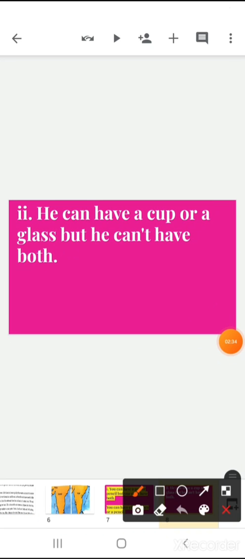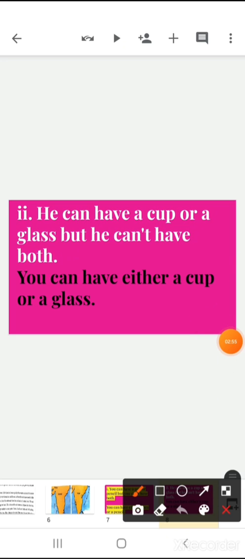Now the next is, he can have a cup or a glass, but he can't have both. In this sentence also we have to use either or. How do we have to do it? Do it. Yes, in this way we have to write.